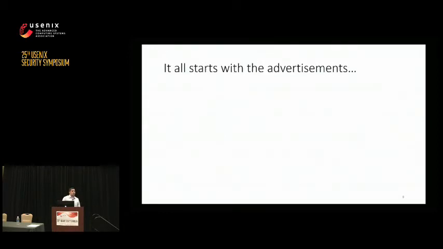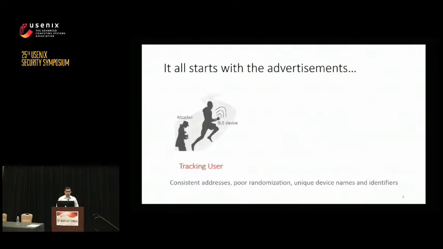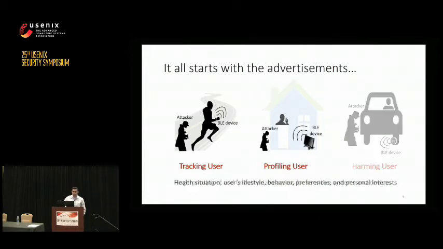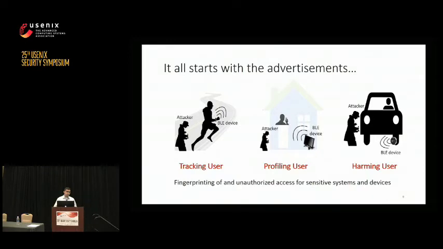So basically, if you have an eavesdropper who's scanning your advertisements, they can track you over time from these consistent addresses or from poor randomization. They can profile you by studying, for example, your health condition, as we saw from this glucose monitor. And in extreme cases, you can envision an attacker actually posing harm to the user by, for example, fingerprinting a sensitive security system from a distance and then exploiting the vulnerabilities that might exist in it.